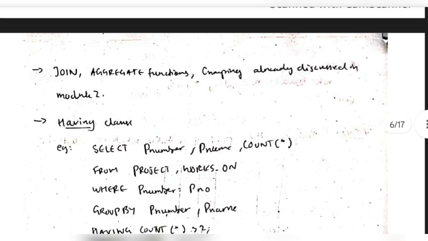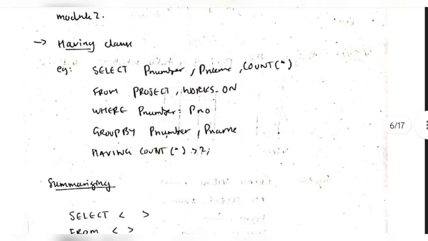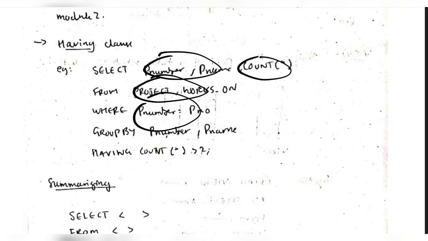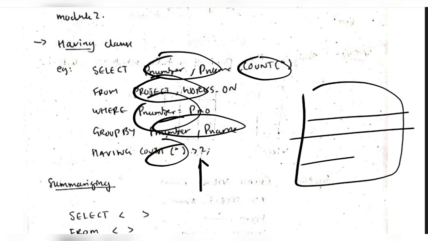Moving on, we have the having clause. What does having do? This example will help you understand. Select the attributes mentioned here and the count star from the table where the p number is equal to the p number of the table, and group by the p number and p name having count star greater than 2. So we will form groups here. Whichever group has count star, meaning the number of rows in it, greater than 2, that will be selected. For that we will be using the having statement.